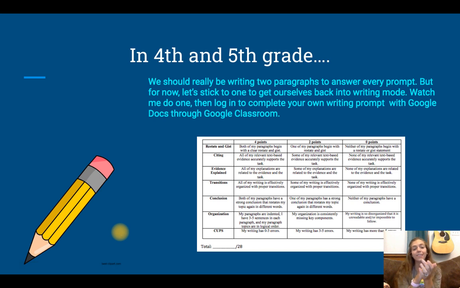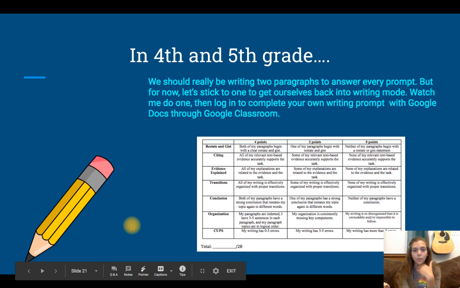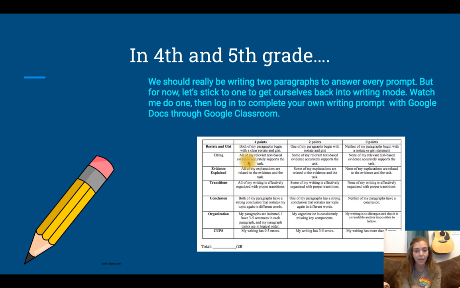All right. So like I said, in 4th and 5th grade, we should really be writing 2 paragraphs to answer every prompt. But for now, we're going to stick with 1 to get back into the writing mood. Watch me do 1, and then you're going to log in to complete your own writing prompt with Google Docs through Google Classroom. This is the rubric that we use at Hazel Park. You get points for your restate and gist. You get points for citing your evidence. So it says all of my relevant, so related to the prompt, text-based, comes from the text, evidence accurately supports the task. It is appropriate and it answers that question.